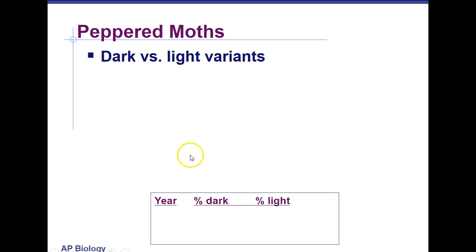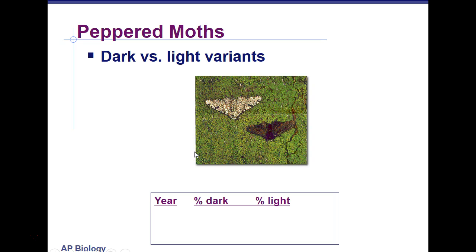England. In the forests of England, there's always been two varieties of peppered moth, a light variety, this one on top here, and a dark variety. They are just two separate genetic variants, two phenotypes, if you will, of the same species. These are both the same species of moth. They could breed together, but every moth that hatches is either a light color or a dark color, depending on the genes it inherited from its parents.